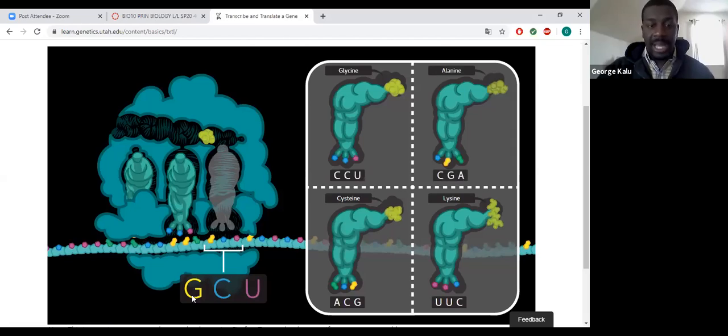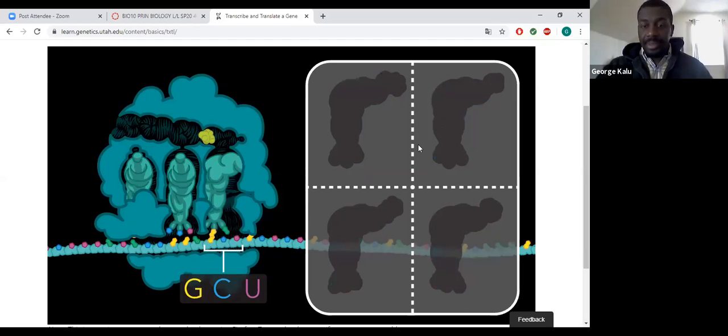Now we have a GCU. So what's the corresponding anticodon, and what amino acid are we going to be bringing? All right, so what's our corresponding anticodon? CGA, right. We're going to have a C, which complements the G, this G, which complements this C here, and this A, which complements this U here. So this is going to be the next anticodon on the tRNA. This tRNA is going to bring the amino acid alanine.